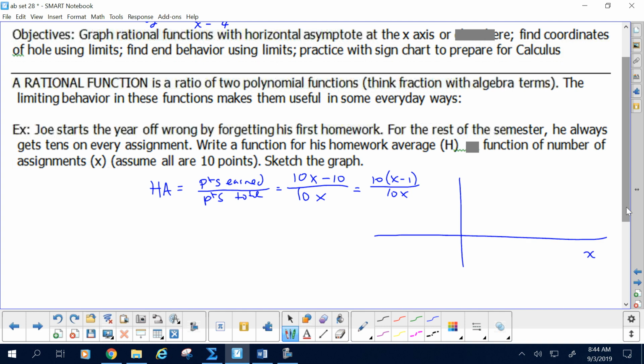Okay, say we graph this. x represents number of homeworks. y represents homework average in decimal form. Okay, so it's got an asymptote at zero, which doesn't really concern me because I don't really sweat zero assignments, and at one and beyond.